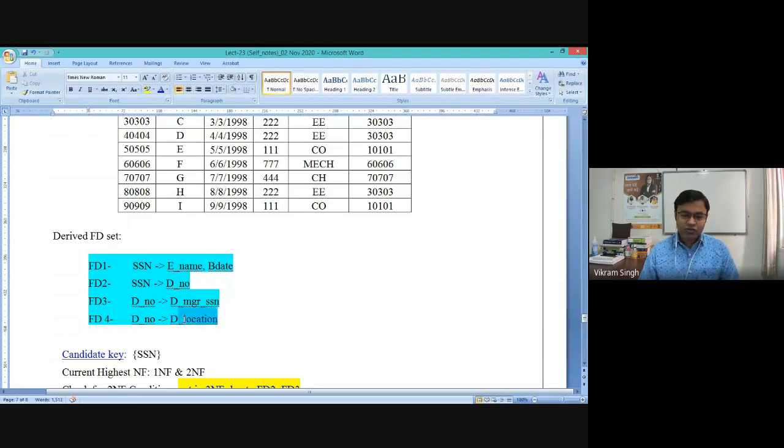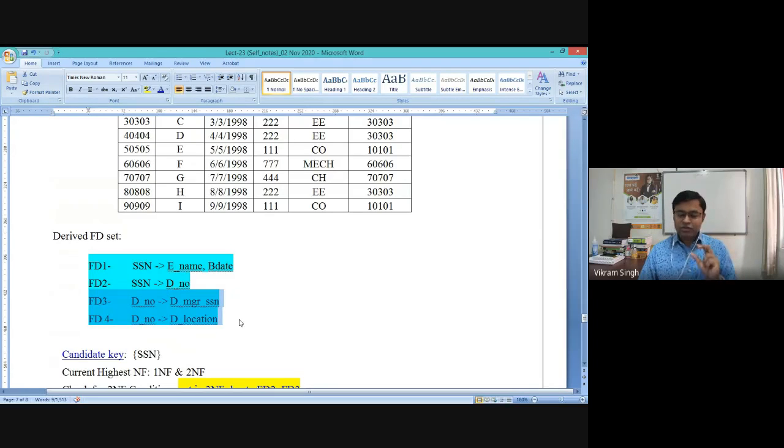So basically these two, FD3 and FD4, are the problems, because of these I am determining a non-key. SSN is able to determine DMGRSSN and D location, 2 attributes, just because it has access to D number. Because of FD3 and FD4, we are determining non-key attributes and we can establish this transitive dependency. This should not be acceptable. This will be removed. So these two FDs are the problem, and you need to perform the normalization keeping these two FDs in mind.